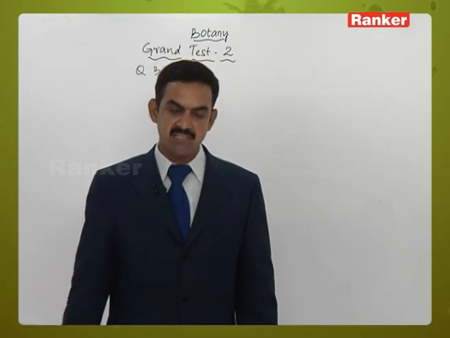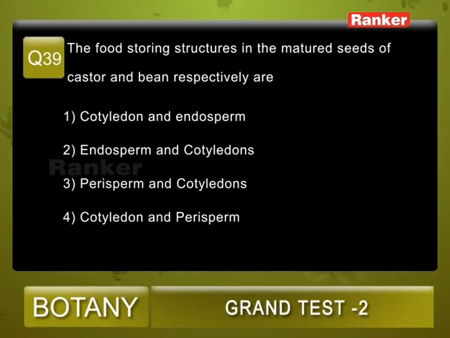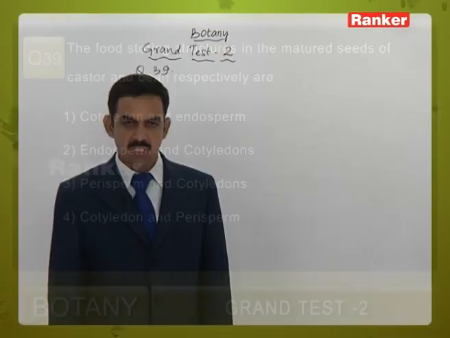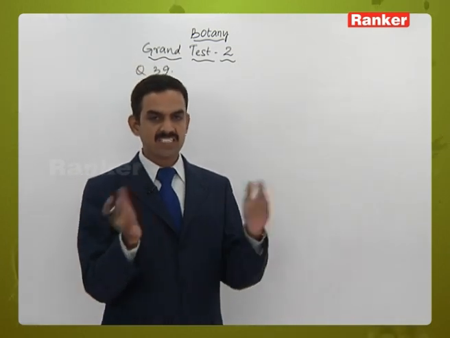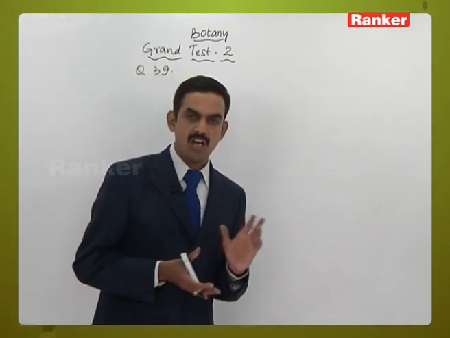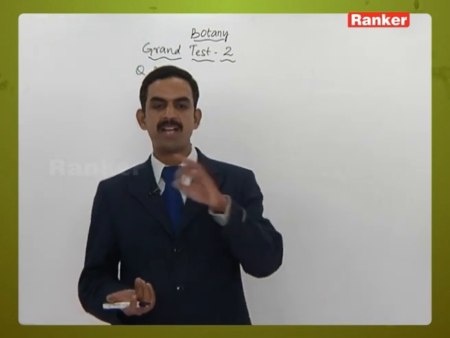Question number 39. The food storing structures in the matured seeds of castor and bean respectively are: 1. Cotyledon and endosperm, 2. Endosperm and cotyledons, 3. Perisperm and cotyledons, 4. Cotyledon and perisperm. Okay, in all the 4 options, only 3 structures are given here: cotyledon, endosperm and perisperm.